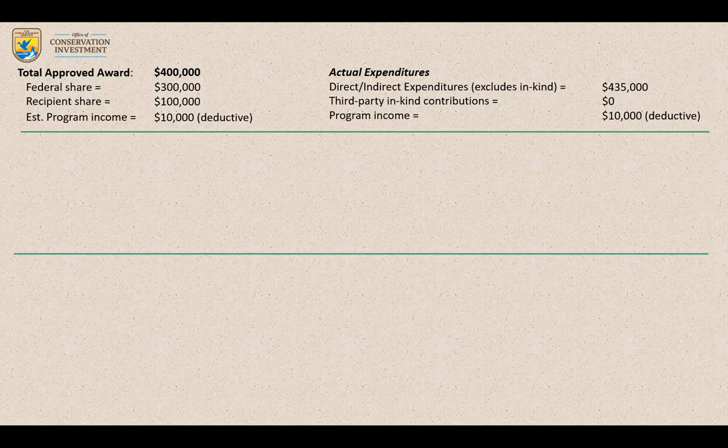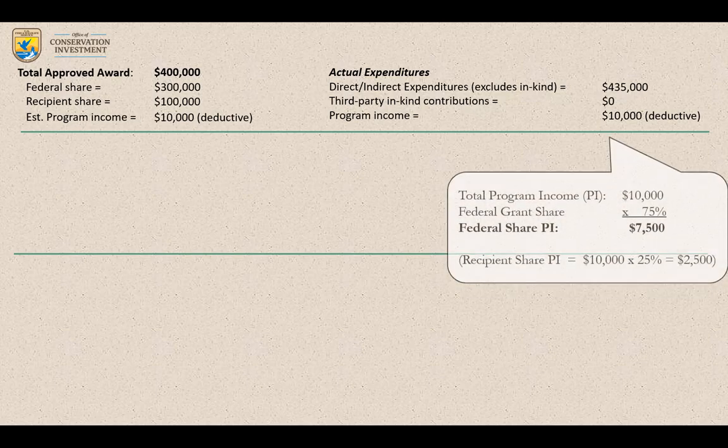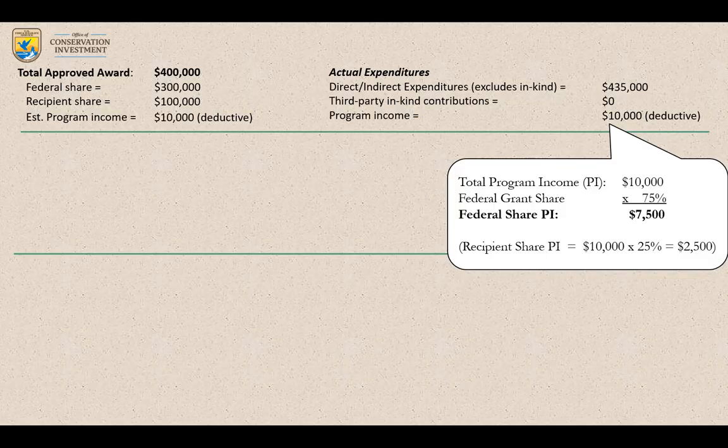It is important to note that deductive program income includes both a federal share and a recipient share because of the cost share requirement for this award. The split is determined by federal and cost share percentages of the award. The federal share percentage is applied to the total amount of program income earned, or $10,000, to get the federal share of program income, or $7,500. The recipient share is similarly calculated as 25% of the total program income, or $2,500.